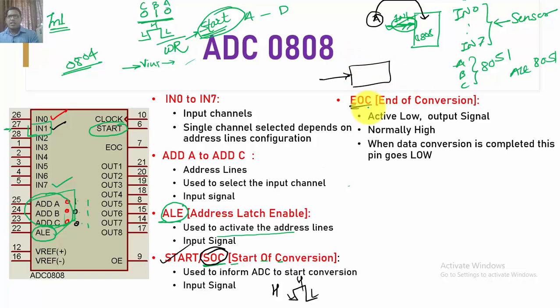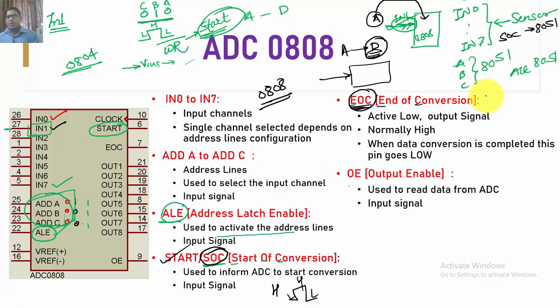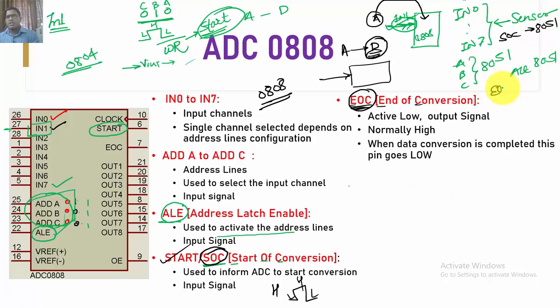The next, the most important one, is the EOC. EOC stands for end of conversion. Whenever your analog data is completely converted into digital format, this indication is given by the 0808 IC through this EOC pin. And this is basically an output signal. Output signal means, here again, SOC is given from the 8051 microcontroller. But the EOC signal is given by the 0808 IC, which indicates that whatever analog quantity was taken as input is now completely converted into digital format, and it is available on the output data lines.